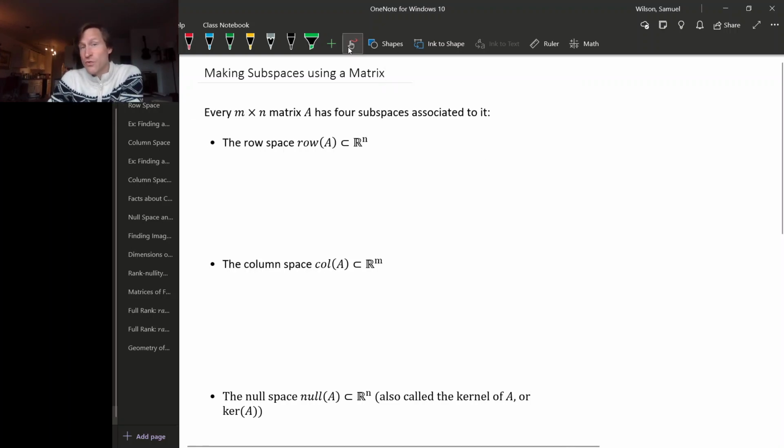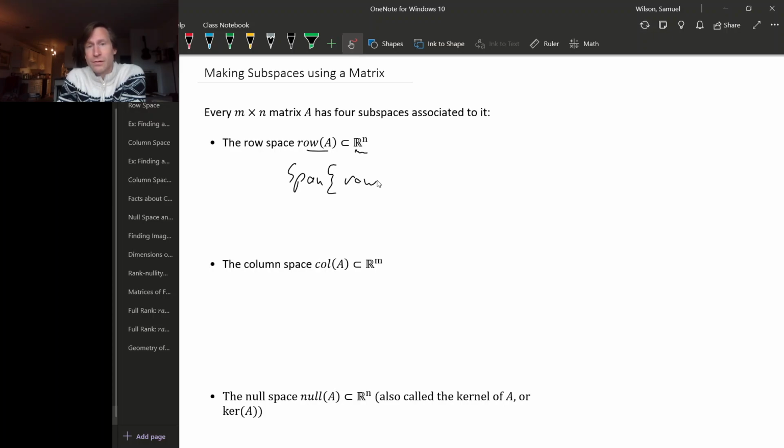Every matrix has 4 subspaces of some Euclidean space associated with it. These subspaces are called the row space of the matrix A, which lives inside Rn. The row space is just the span of the rows of the matrix, and since the rows of a matrix have n entries, this span is going to live inside Rn.